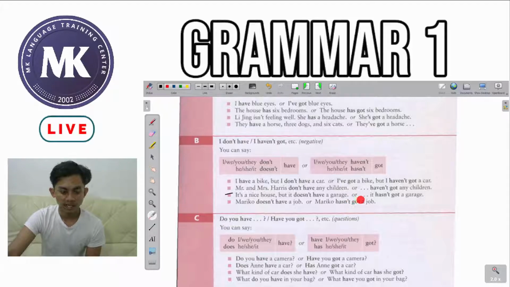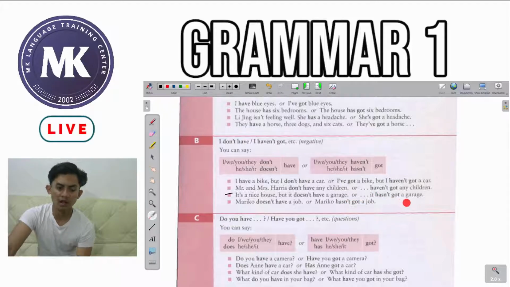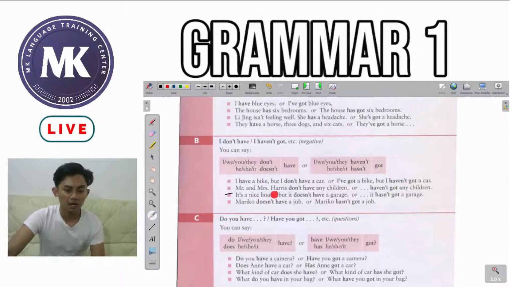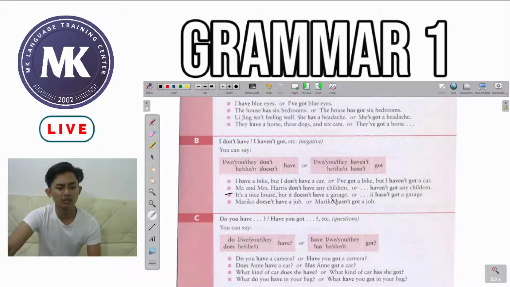Okay, now, for the third sentence, it's a nice house, but it doesn't have a garage. Or, it's a nice house, but it hasn't got a garage. So for this sentence, we're talking about the house. The house is our topic, but we're trying to say in this sentence it does not have a garage. For everyone's information, a garage is a place where we park cars, motorcycles, or any type of motorized vehicle. So this house is nice, but it does not have a garage, or a place to park a car or any kind of motorized vehicle.